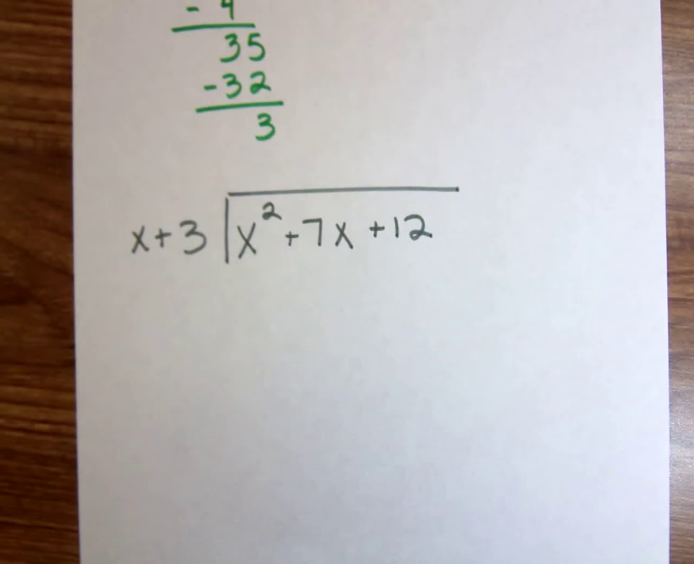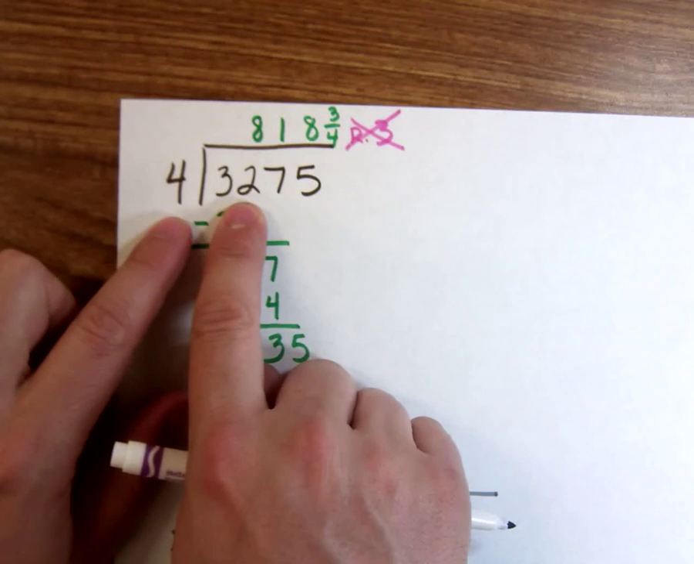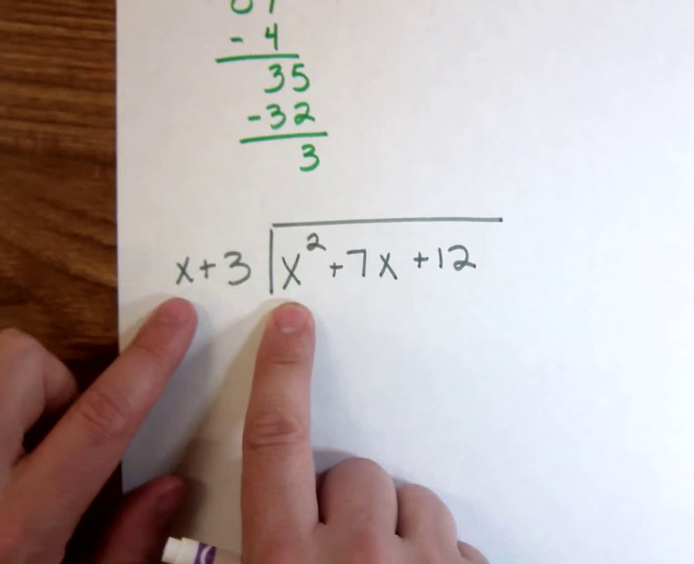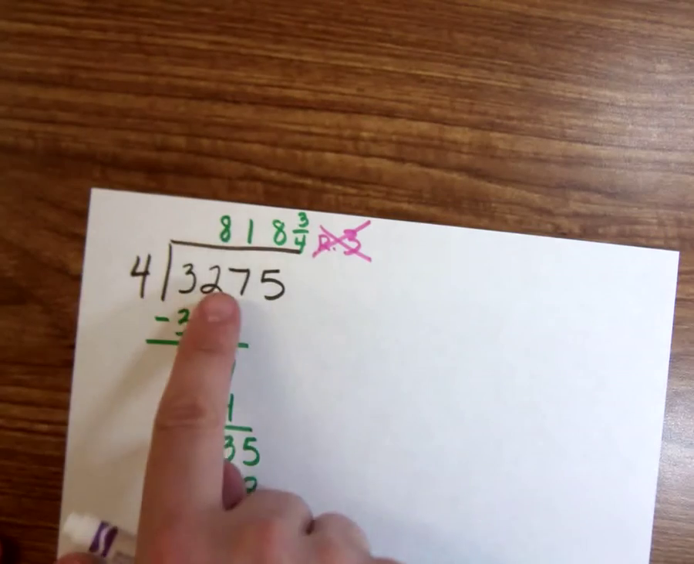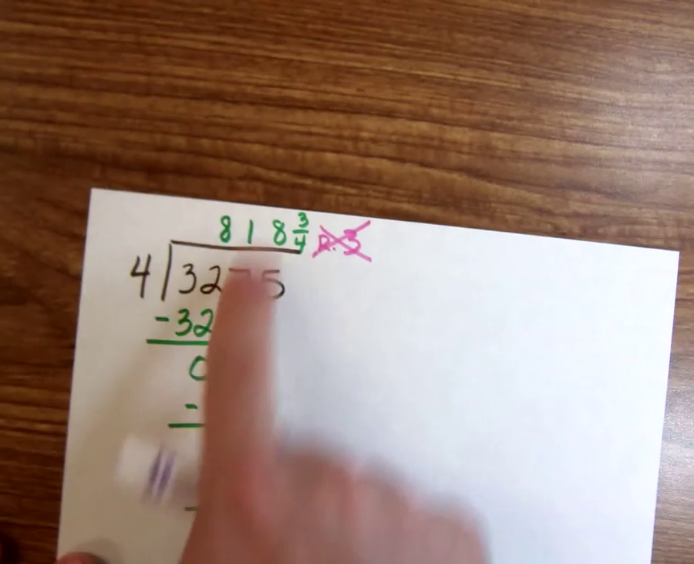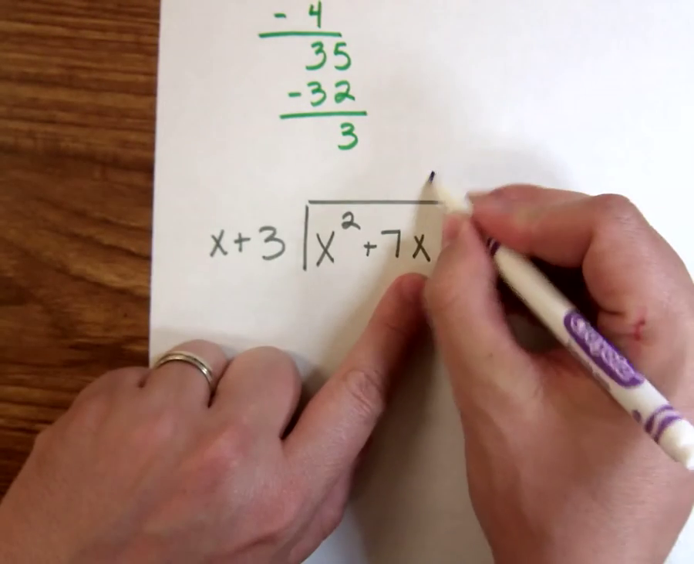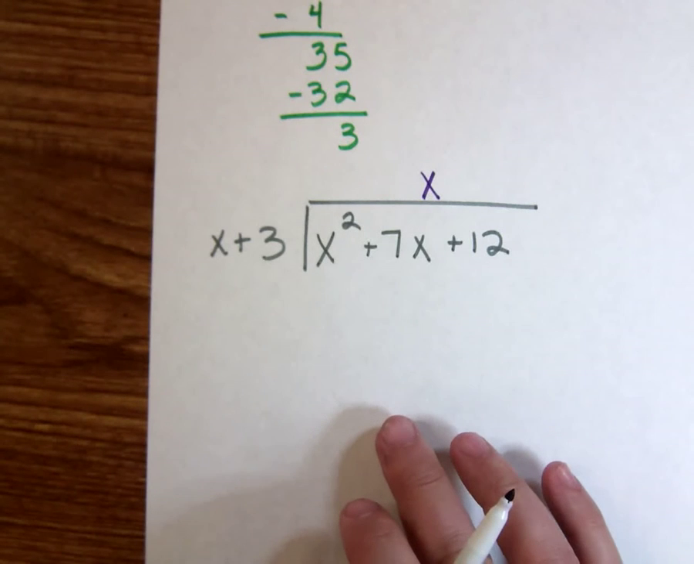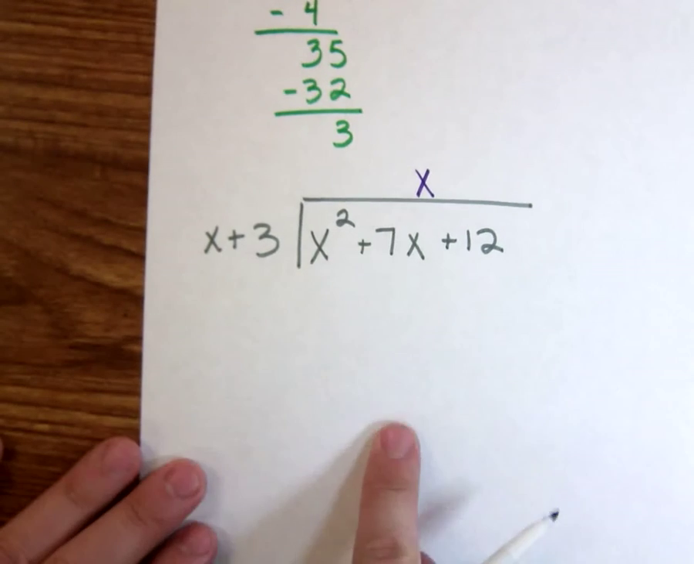And here's what I mean by that. When we start the problem, up here the first thing we said was, what's 32 divided by 4? That's where the 8 came from. We're going to do the same thing here. What's x squared divided by x? X. So we're going to put x up here on the top. But just like we lined up the hundreds column, the tens column, and the ones column, we're going to line up the x's. So the answer is x. I'm putting it above the 7x. I'm putting it in the x column so that the x's stay lined up.